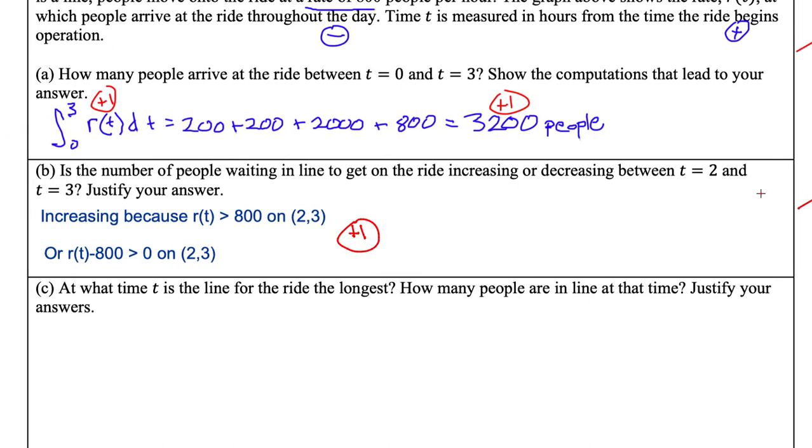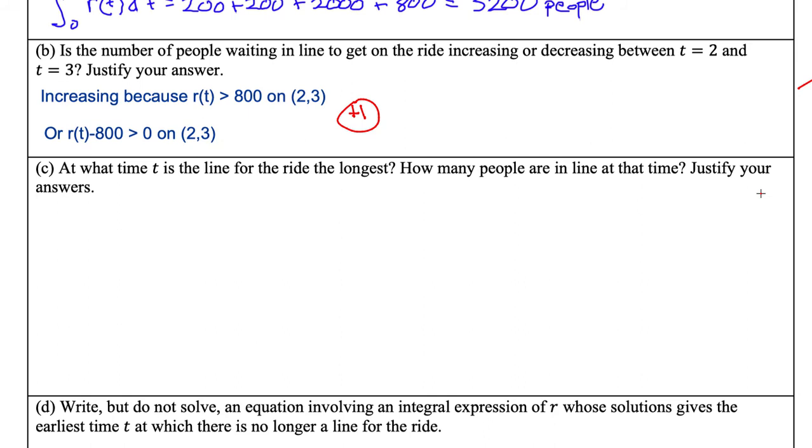And then for part C, at what time t is the line the longest? So I'm thinking of a maximum. Whenever we have a maximum problem, then I'm making a table of start plus change values, right? So here we go. Table, let's make a blue line for a table.